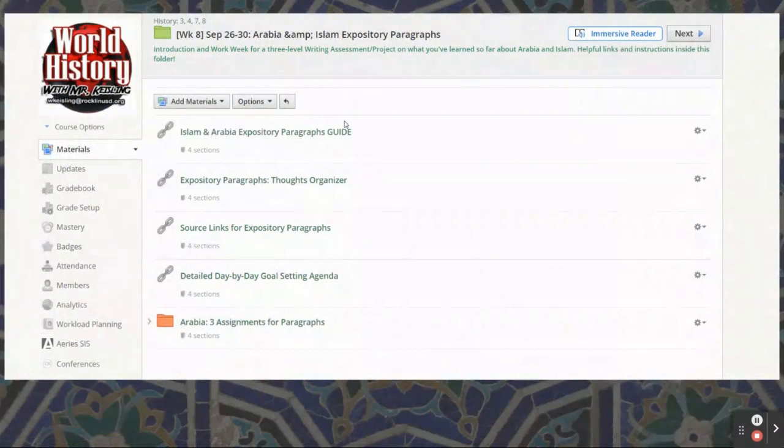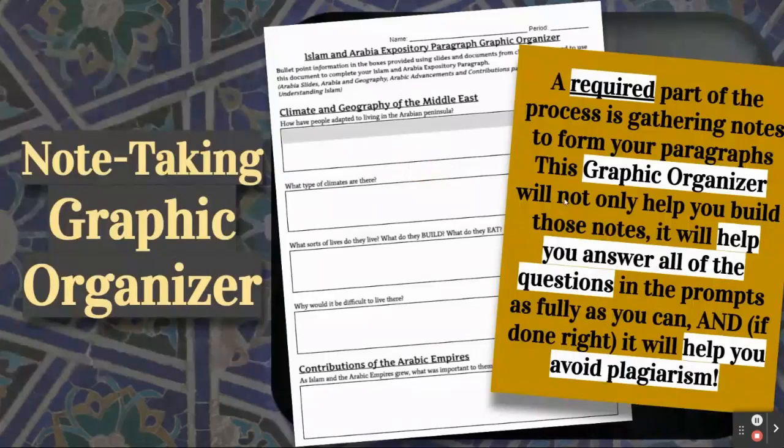Going back to our Schoology page, this is a required part. I want you to use the expository paragraph thoughts organizer. It's a graphic organizer that looks like this, and it's a required process in gathering notes to form your paragraphs. This graphic organizer will not only help you build those notes, it will also help you answer all of the prompt questions as fully as you can. And if you do it right, it will help you to avoid plagiarism, which is a big concern, of course.